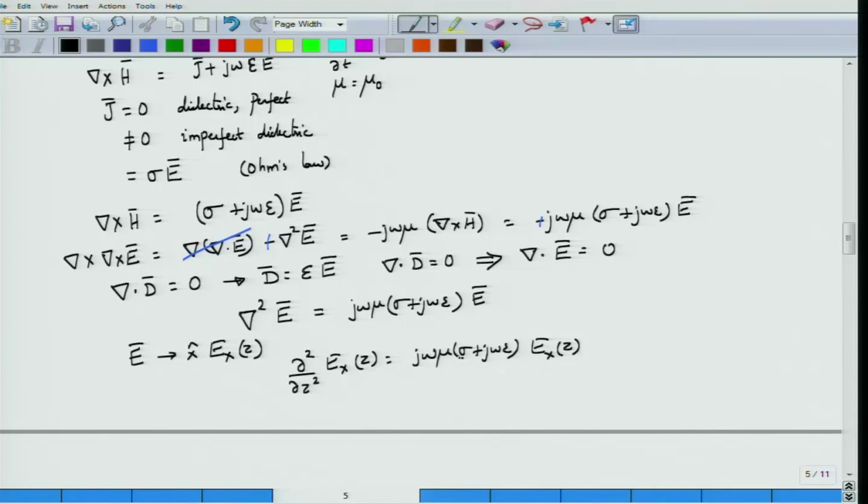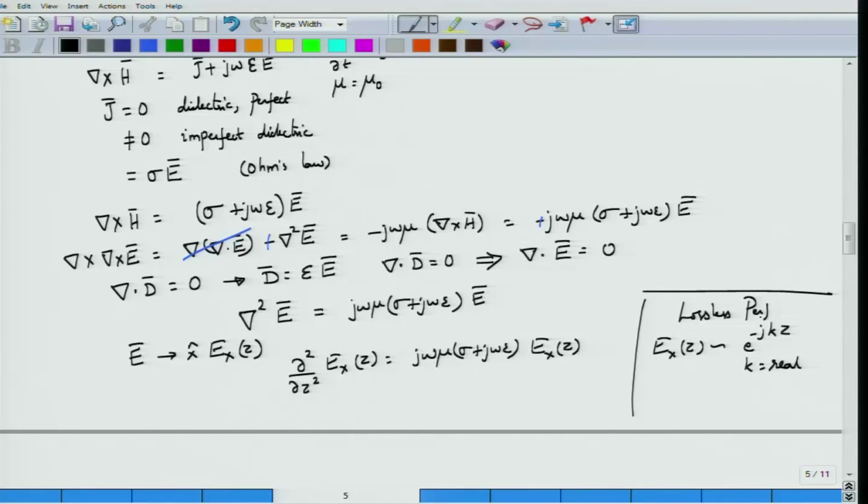Remember, in the case where sigma was equal to 0, this equation had minus omega square mu epsilon, and we recognize that mu epsilon is nothing but 1 by v square, and therefore we wrote this as minus omega square by v square into E, and we call this omega square by v square as k square. So we had a very simple solution for Ex, which was of the form e power minus j kz, and k was a real quantity. This was for the lossless case or a perfect dielectric case.